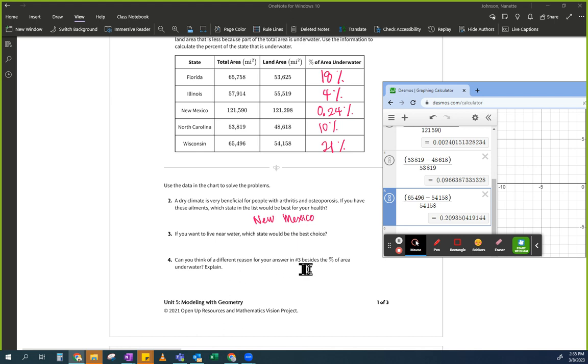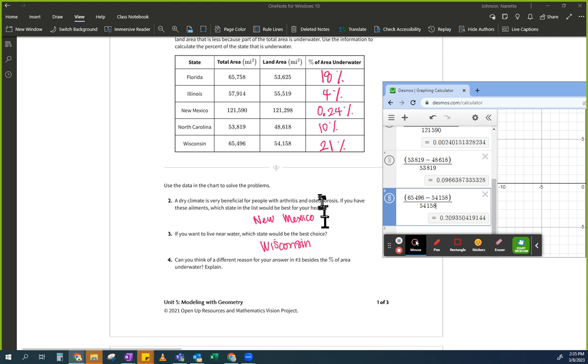It says, can you think of a different reason for your answer in number 3 besides the percent area underwater? Explain. So if you wanted to live near water, which state would be the best choice? Can you think of a different reason besides percentage, right? And maybe you say, because Florida is surrounded by water, right? It's literally surrounded by water.